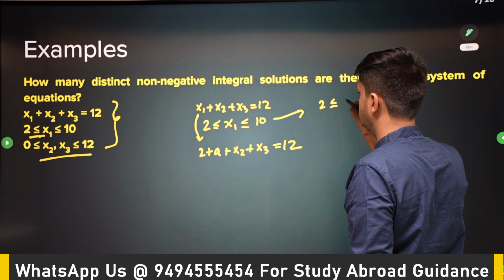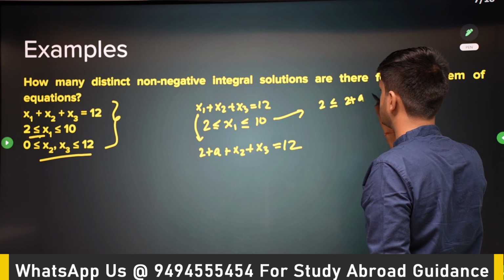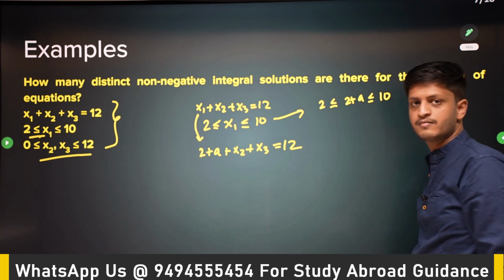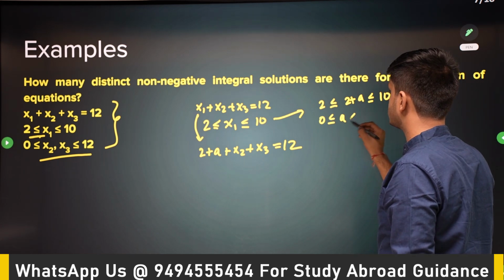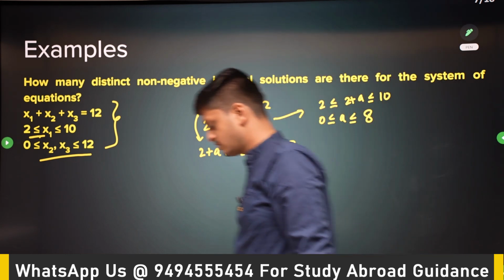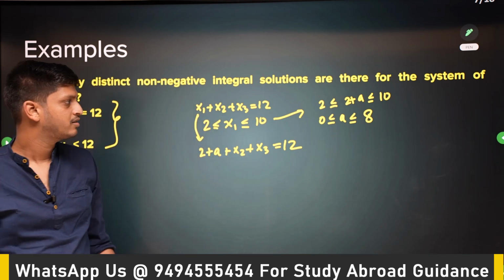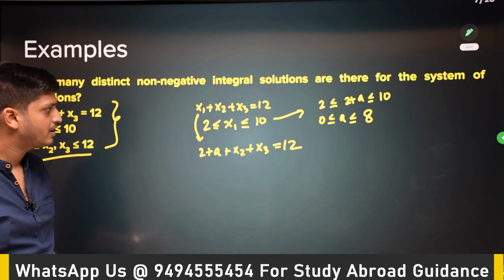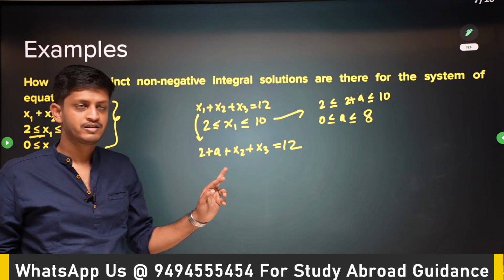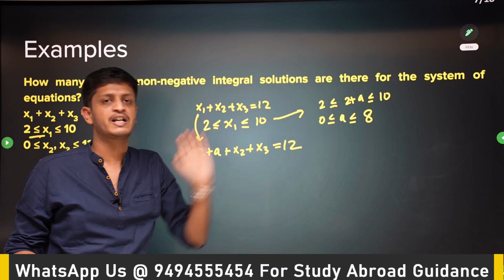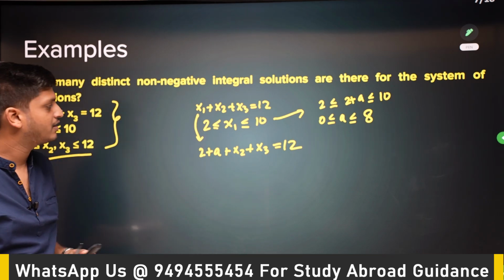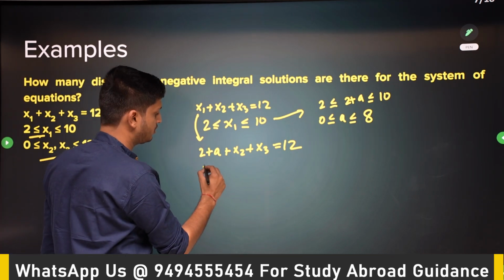2 is less than or equal to 2 plus a is less than or equal to 10. Subtract 2 everywhere, it will become 0 is less than or equal to a is less than or equal to 8. Right? I have written x1 as 2 plus a. So x1 has to lie between 2 and 10, so now a has to lie between 0 and 8. Right? So now what is this equation?